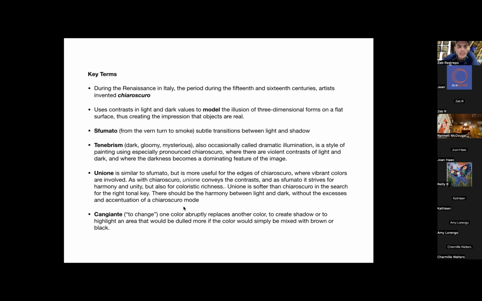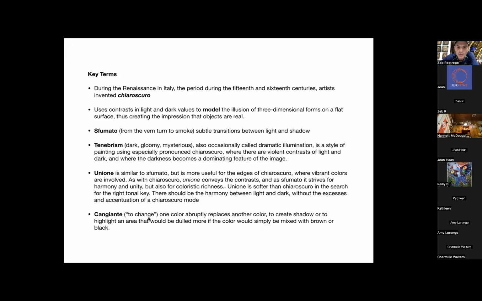And unione is similar to sfumato, but is more useful for the edges of chiaroscuro, where vibrant colors are involved. As with chiaroscuro, unione conveys a contrast, and as with sfumato, it strives for harmony and unity. Raphael was very well known for using unione in his work, so you'll see a lot of coloristic richness in it. Unione is softer than chiaroscuro in the search for the right tonal key. There should be harmony between light and dark without the excesses and accentuations of chiaroscuro modes.